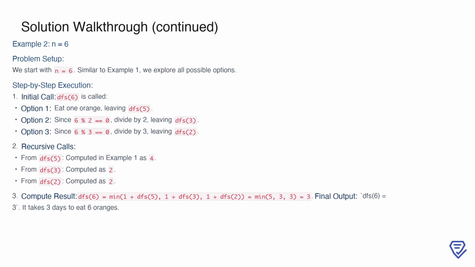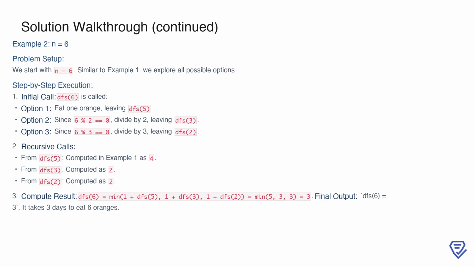Now, let's examine a smaller example where n equals 6. Our task remains the same: find the minimum number of days to eat all the oranges. Starting with DFS 6, we again evaluate the 3 options. The first option, eating 1 orange, reduces the problem to DFS 5. For the second option, dividing by 2 is valid since 6 is divisible by 2, resulting in DFS 3.